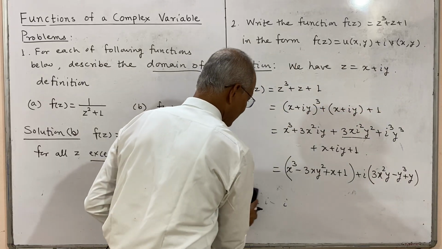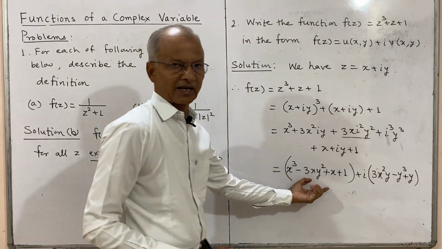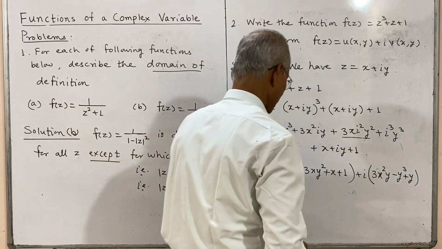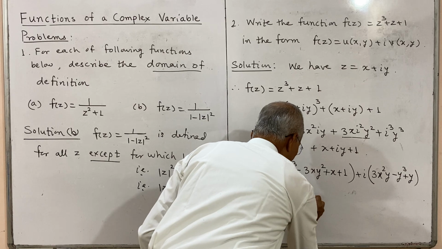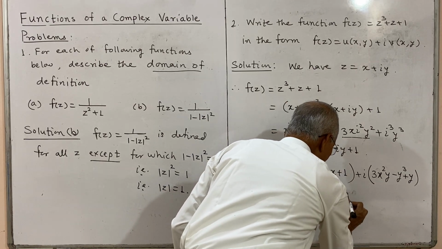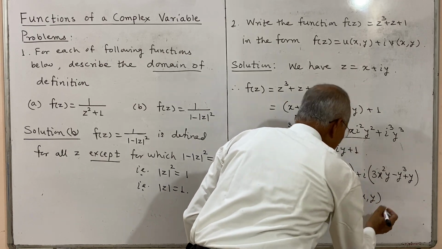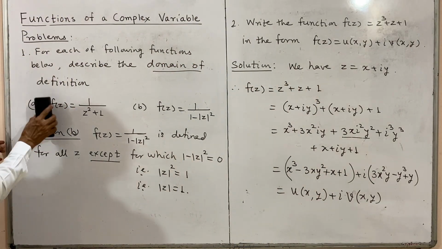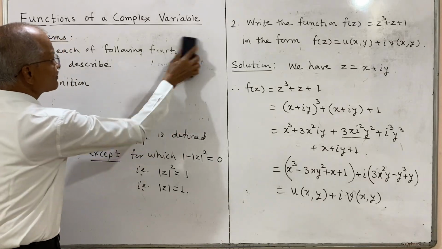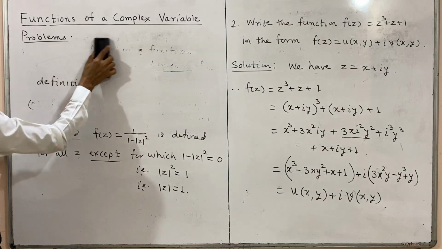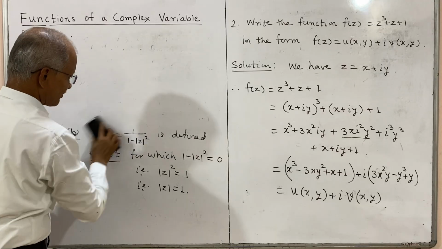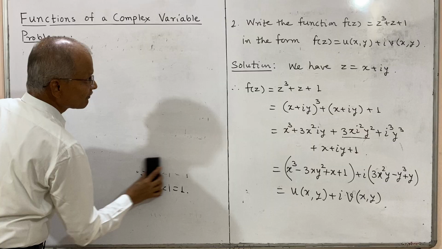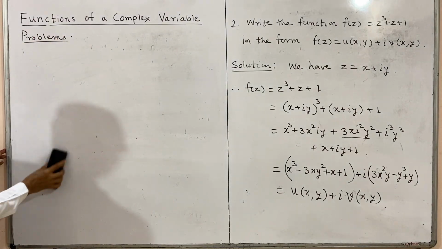So thus the real part is this bracket, that is u(x, y), and this is v(x, y). So this is u(x, y) + i v(x, y). In this way we can express the given function in the form of u and v. Likewise, we can express in a reverse way. We shall write the third problem, to express a function in the form of u and v in terms of z.